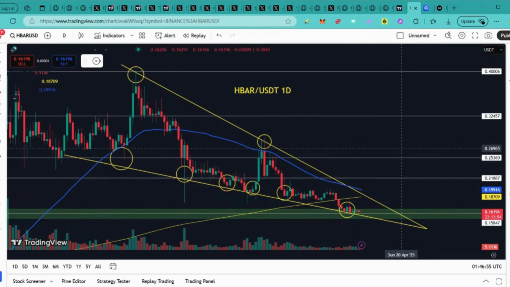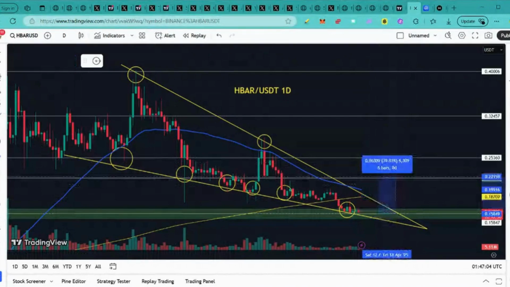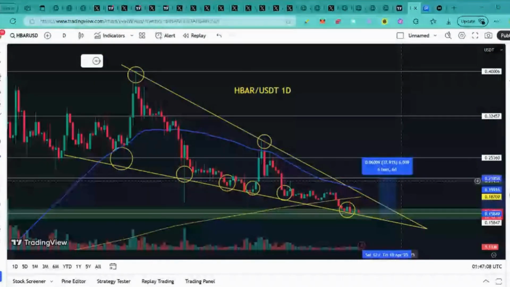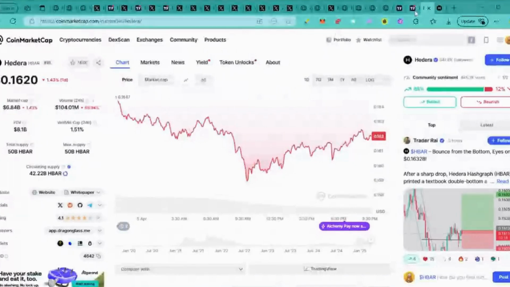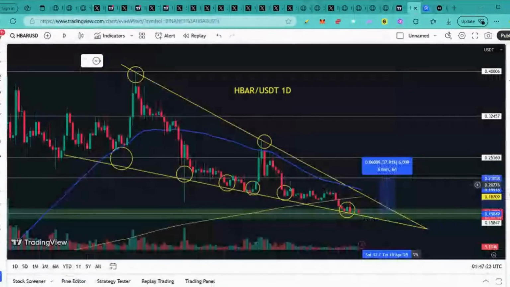The first target that I have here on the chart is located at 21 cents, and the measured move from this key level of support to this first target, that's a 37% move. It might not sound like a lot, guys, but HBAR is a large cap, basically, and it has a market cap of over 6.84 billion. Therefore, it needs some kind of liquidity to flow into it in order to move. It's not going to move easily, just like many other low caps that we've been talking about.